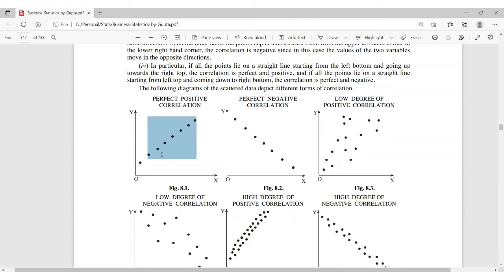That means both are increasing. If one value is increasing, and they are increasing in the same pattern, right? One increases, the other also increases by one; two increase, the other increases by two; five, five, like that, right? So if you plot the graph of that, it will go in a straight line. Fine. Adjoining this is a perfect negative correlation.